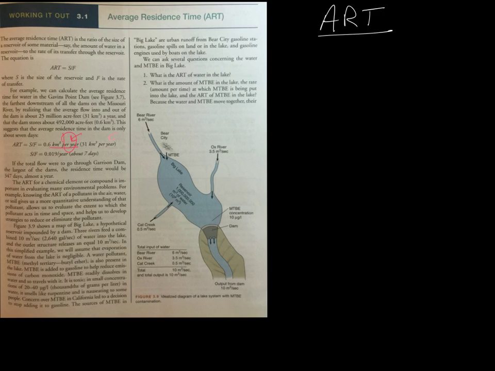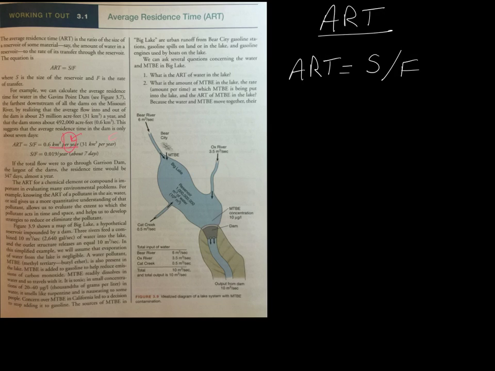So when we look at ART, ART is going to be the average residence time. ART is how much time the stuff stays in the compartment or the reservoir. In this case, it's water. ART is going to be the size of that reservoir divided by the rate of transfer within that reservoir.